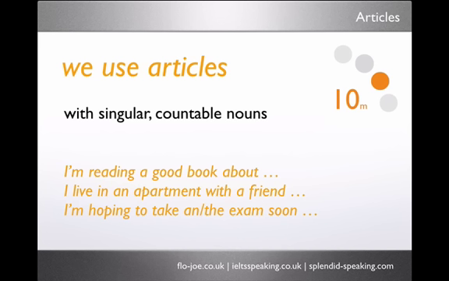Anyway, so here we have 3 examples. Book, apartment and exam are all singular countable nouns, and so they're preceded by an article. In the first 2 examples, we use the indefinite article, or a, so a good book and an apartment. In the third example, we can use an or the, and we'll look at when to use the definite or the indefinite article in a minute.